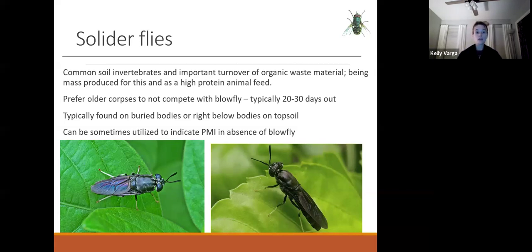They are also being mass produced because they are such a nutrient-rich protein. Their larvae are extremely protein dense.